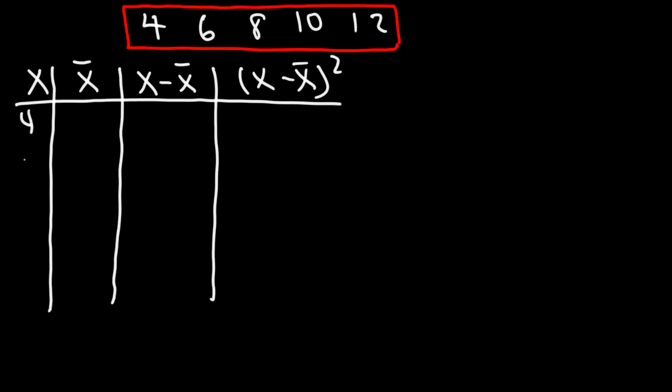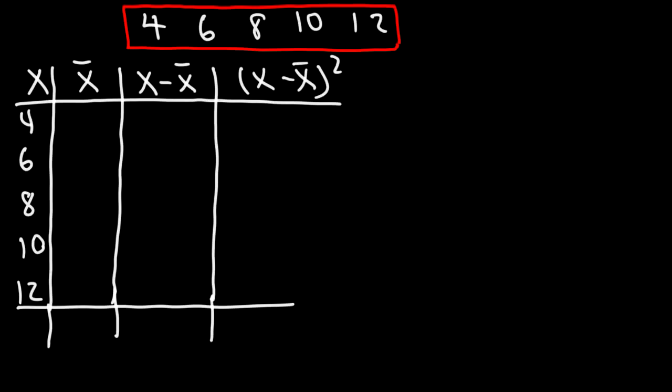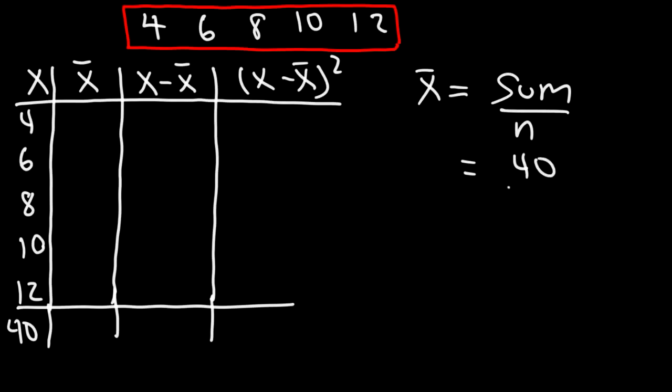So our x values are 4, 6, 8, 10, and 12. Now let's calculate the sum of the first column. So 4 plus 6 plus 8 plus 10 plus 12, that's going to be 40. So now let's calculate the mean. The mean is going to be the sum divided by n. The sum is still 40, and we still have 5 numbers in the list. So once again, the mean is 8.